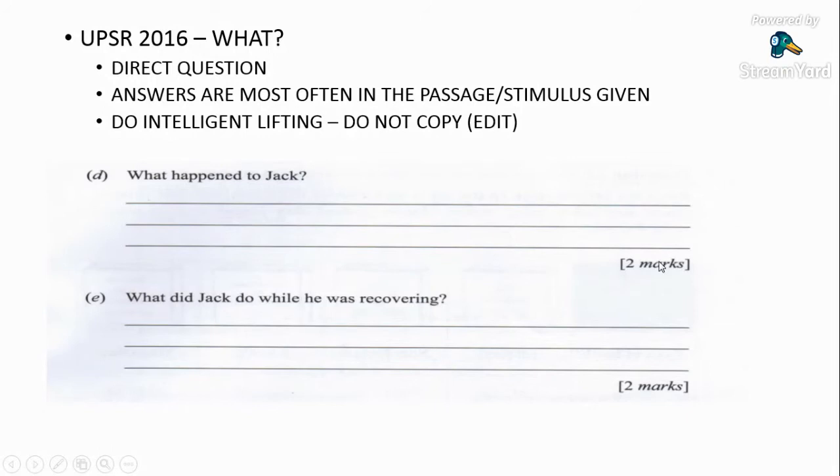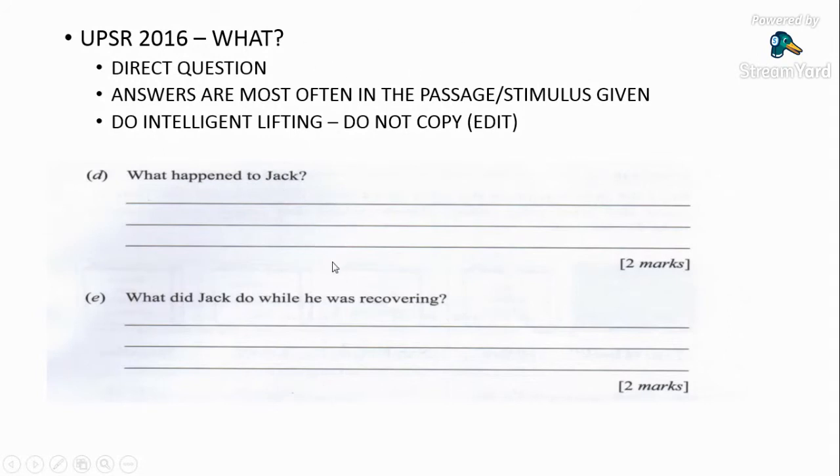These are the questions that are a bit harder lah. So 2016, I'm sorry, as I said just now, I had to use SK UPSR papers because of some technicality issues. So I just going to go through a bit. UPSR 2006, they asked a lot of what questions. Direct answers are most often in the passage or the stimulus given. Do intelligent lifting, do not copy, edit. What I mean is, அப்படியே எடுத்த ஆன்சர் வந்து சாலிங் பண்ணாங்கன்னா கொஞ்சம் கொஞ்சம் நீங்க எடிட் பண்ணணும், சப்ஜெக்ட் ஒர்க் அக்ரிமெண்ட்.